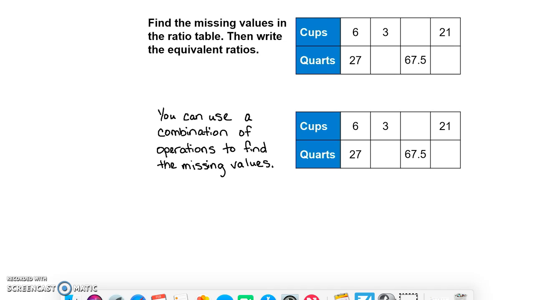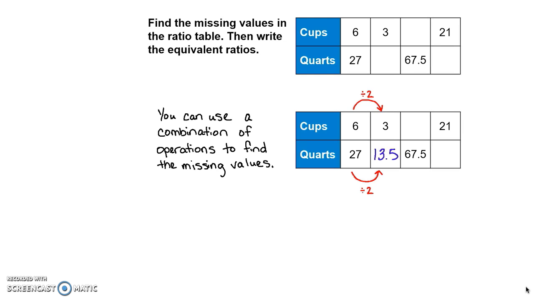First, how can you obtain 3 from 6? By dividing by 2. So divide each quantity in the ratio 6 to 27 by 2. 6 divided by 2 is 3, and 27 divided by 2 is 13 and 5/10.